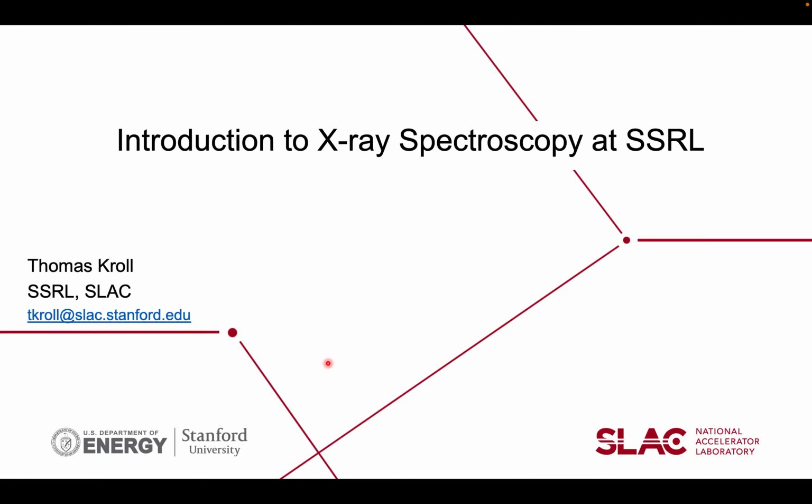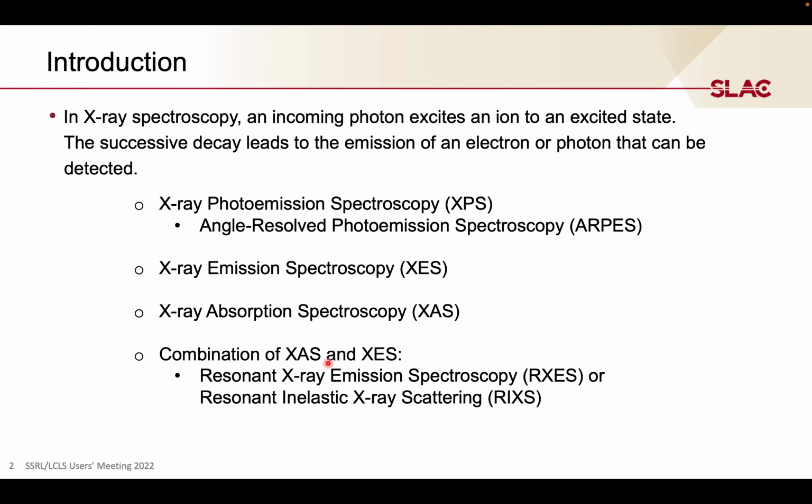I'm a scientist at SSRL, and I'm going to give you a little introduction to X-ray spectroscopy at SSRL, with some examples of beamlines and what information you can gain. So generally speaking, in X-ray spectroscopy, an incoming photon excites an ion to an excited state, and successive decay leads to the emission of an electron or photon that then can be detected.